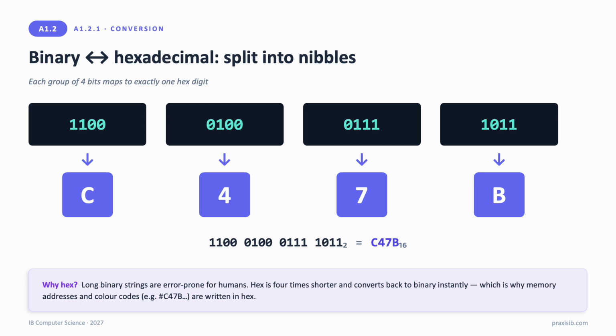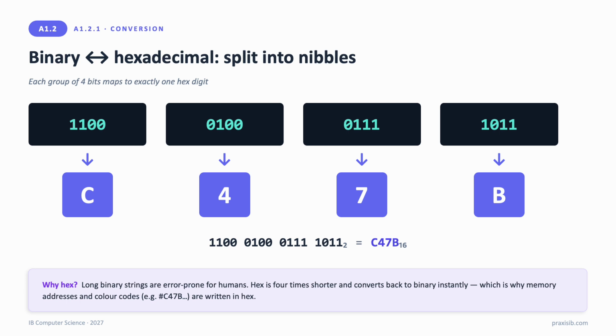You don't do any arithmetic, just chop the binary number into groups of 4, starting from the right, and translate each group on its own. Let's look at the example. We have the binary number split into 4 nibbles. The first group, 1 1 0 0, equals 12, and 12 in hex is written as the letter C. The next group, 0 1 0 0, is 4, so that's just 4.